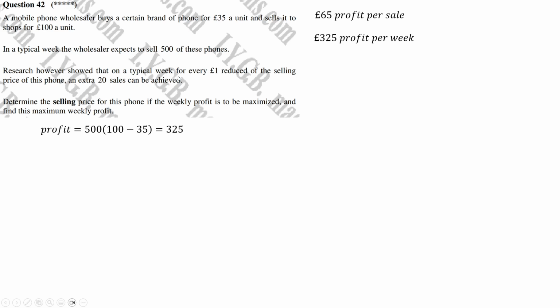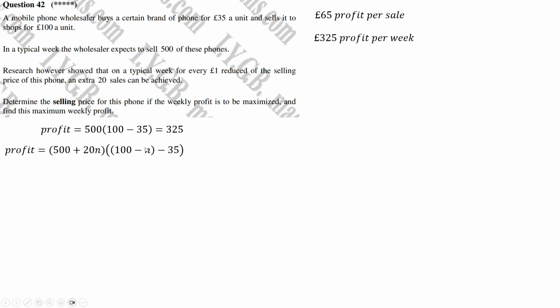On a typical week, for every £1 reduced of the selling price of this phone, an extra 20 sales can be achieved. So we've got 500 sales right now, and then we can get an extra 20. But we can't just say an extra 20, we have to call it an extra 20n, or just any other variable, because it's not always 20: you could reduce the price by £1 again, and then you'd get an extra 20 sales. So we call it 20n, where n is the amount that you reduce the price.